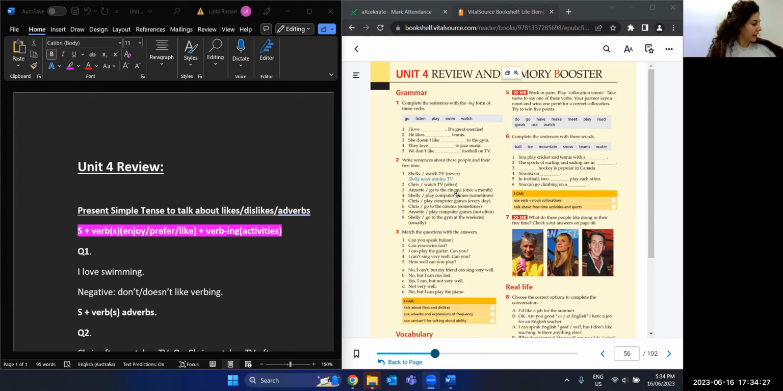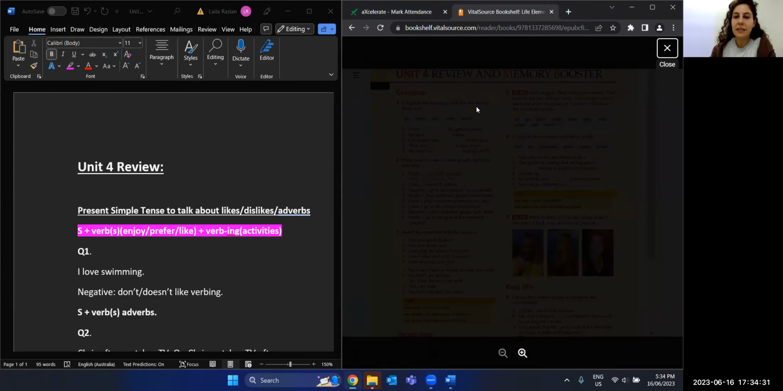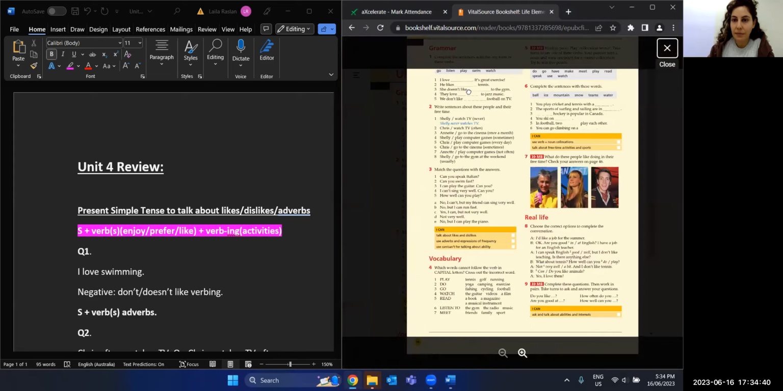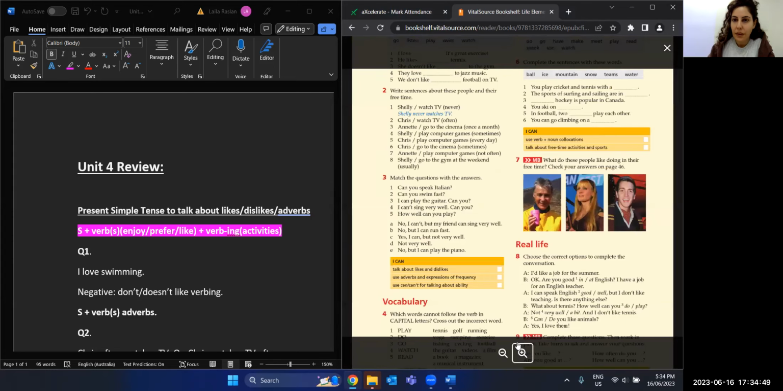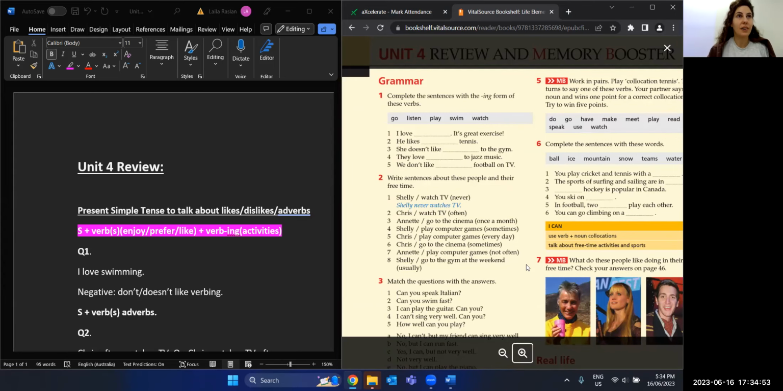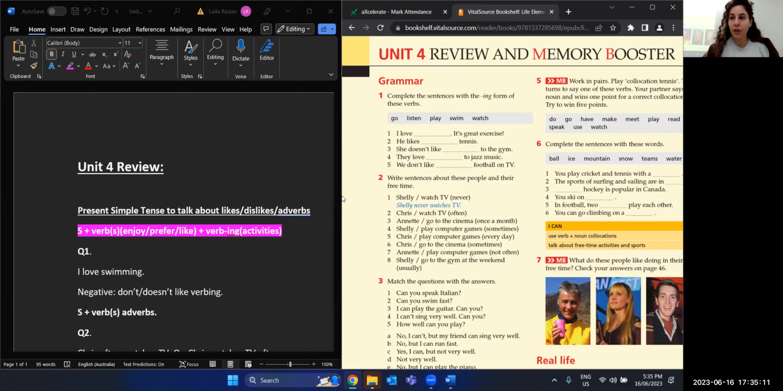In our textbook, page 56. So we've got here, complete the sentences with the ing form. Now, just before we talk about exercise 1, I just wanted to say again that when we talk about activities, what we enjoy doing, we talk about having an action first. So like we do, we go, we play, and then we say the sports. So think of it that way. I go walking. I do yoga. I play soccer. So you've got the verb and then you've got the noun. The noun is really the sports.